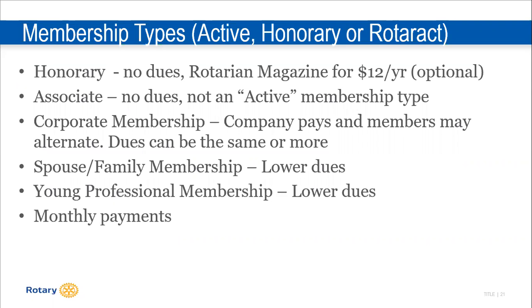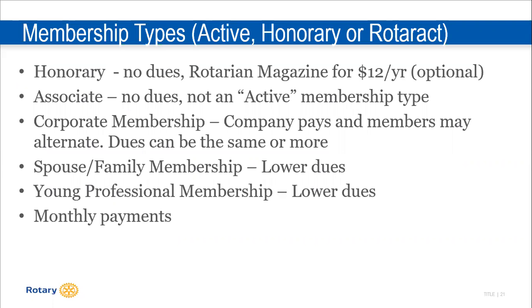And the Rotaractors can have their own type. But honorary categories, there are no dues. If they want an optional Rotarian magazine, it's $12 a year, and you would put that on your invoice that you're going to pay for them. They can pay for it if you collect from them. So it's up to you. And usually honorary members should be renewed every year. It's not a guarantee that you have to keep them from year to year.